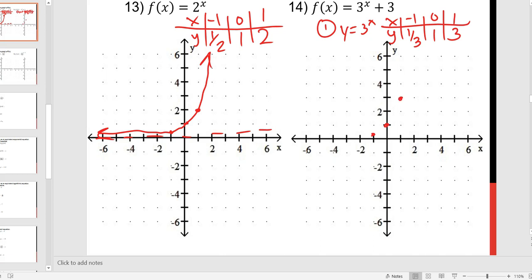This is not my final graph. This is not my final answer. It needs to be shifted. Shifted how? Well, that plus 3 means we will shift 3 up.